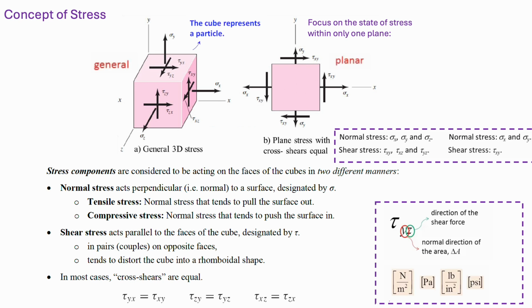In mechanics, there are mainly two types of stresses. The first one is the normal stress. The normal stress is perpendicular to the surface, and it is represented by Greek letter sigma. The shear stress is tangential or parallel to the surface, and it is represented by Greek letter tau.